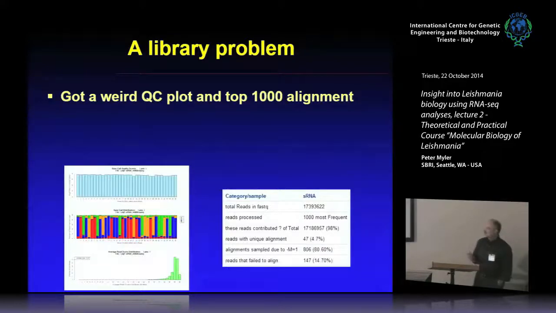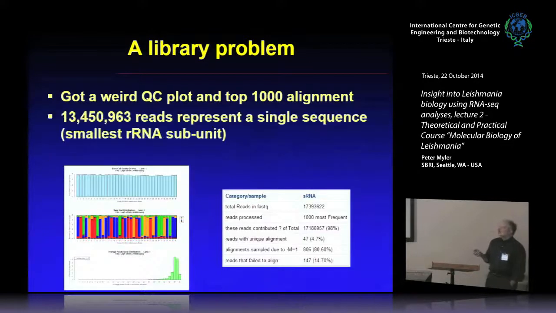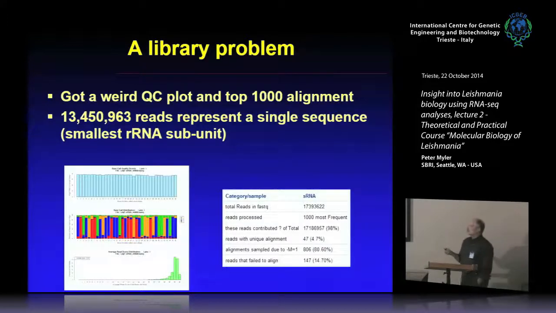So out of the 17,393,000 or 394,000 reads, 98% of them had the same sequence here. And of course, it was the smallest ribosomal RNA locus. So this library was not a particularly useful library.